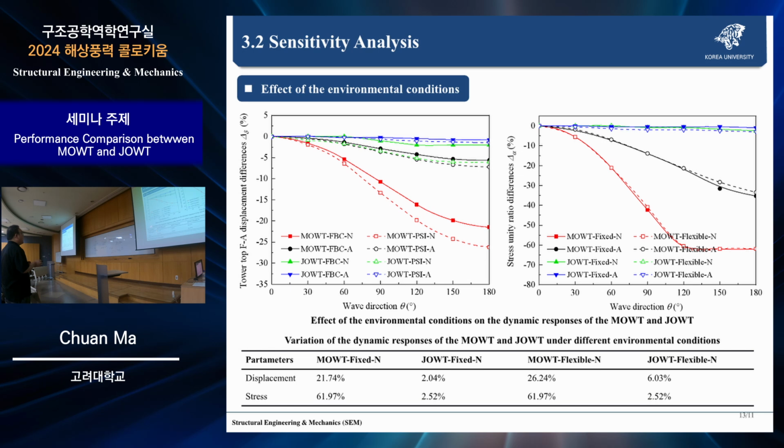The variation is around 22%, but for the jacket of the wind turbine, it's only 2%. For the stress, the monopile of the wind turbine will rise by around 62%, but for the jacket, it's only 2.5%. And for the flexible foundation, the monopile also has a big sensitivity to the environment condition, and the variation is very large. For the jacket of the wind turbine, it's small.